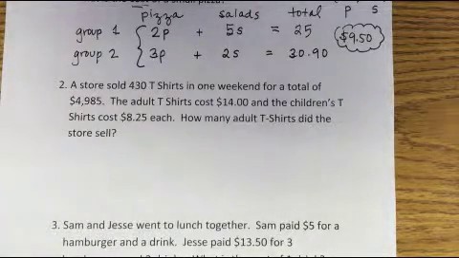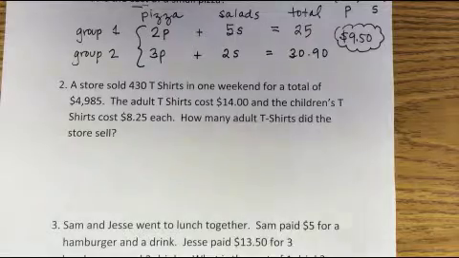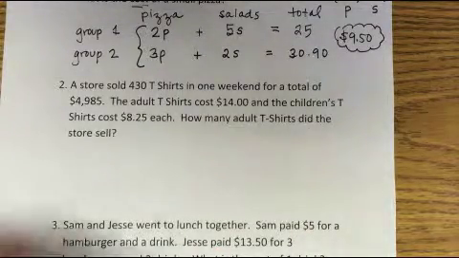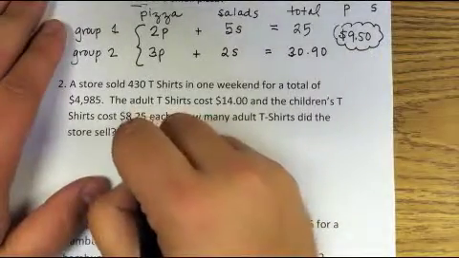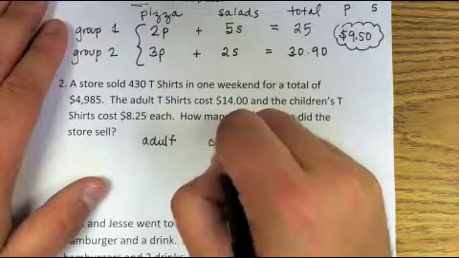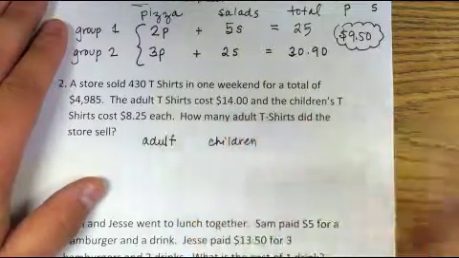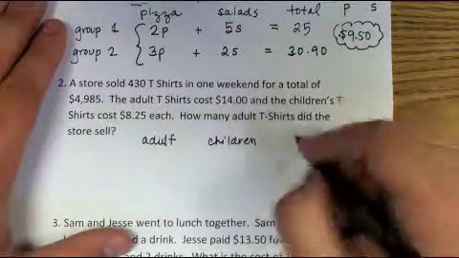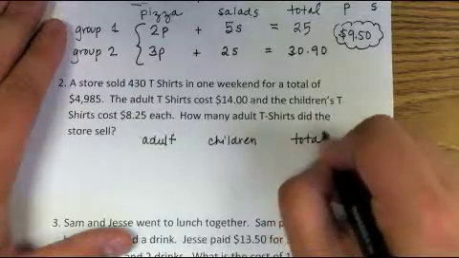Okay, now, we're dealing with two variables here. What are the two variables? Right, adult t-shirts and children's t-shirts. So I'm going to just clearly put those down. Adult and children. And then they actually give you some totals, right? So I'm going to put a total down here.